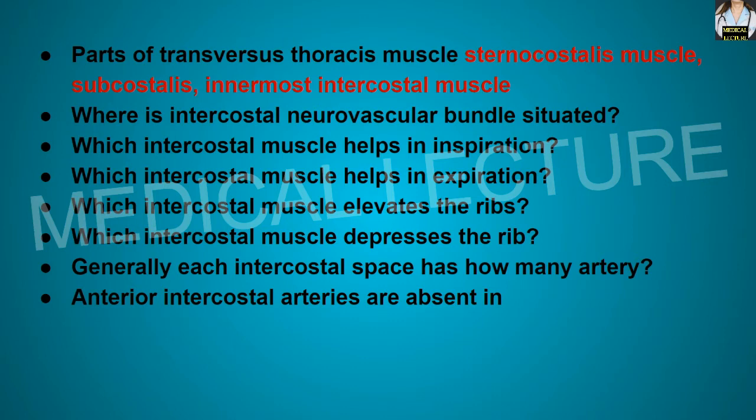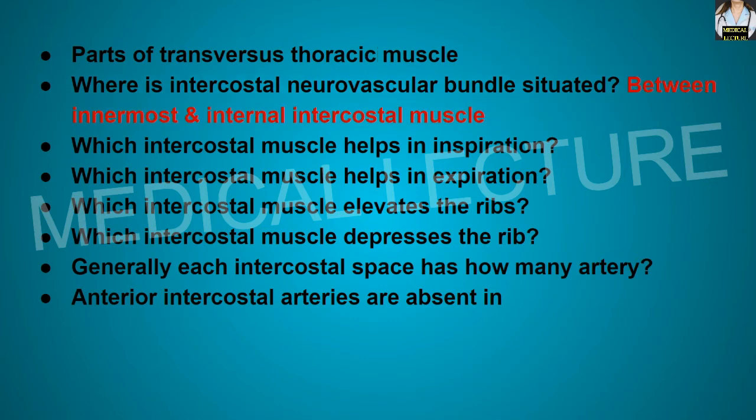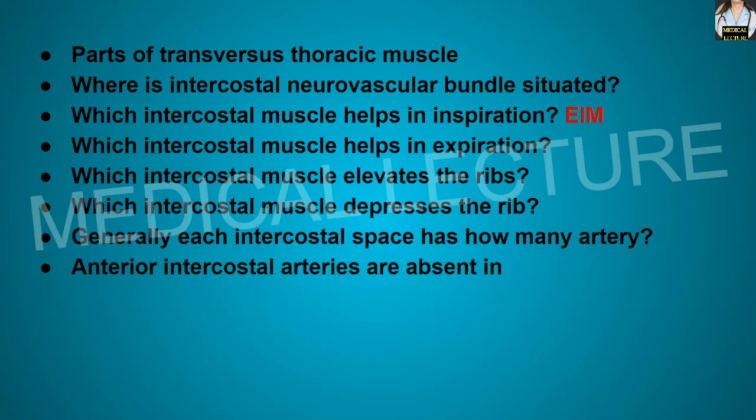Where is the intercostal neurovascular bundle situated? It is situated between the innermost and the internal intercostal muscle. It is present between these two muscles. Which intercostal muscle helps in inspiration? The external intercostal muscle helps in inspiration, while which intercostal muscle helps in expiration? The internal intercostal muscle helps in expiration.